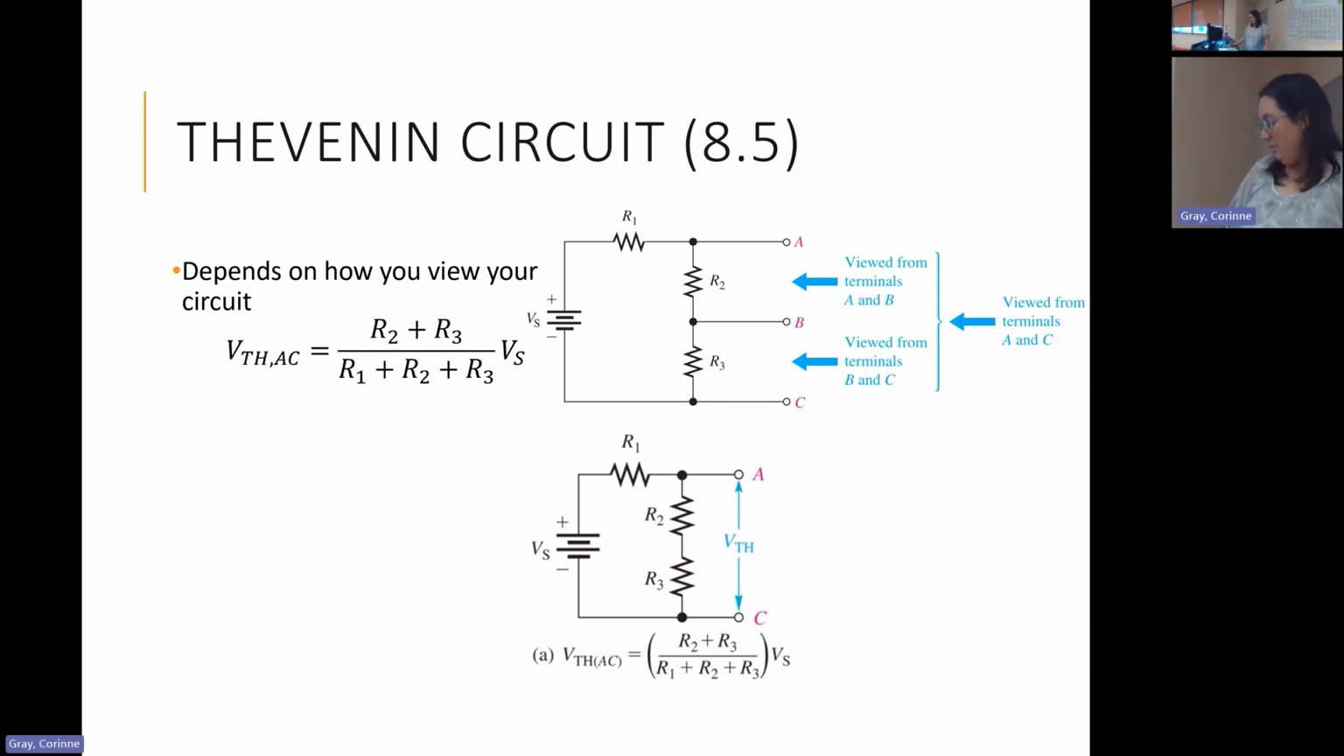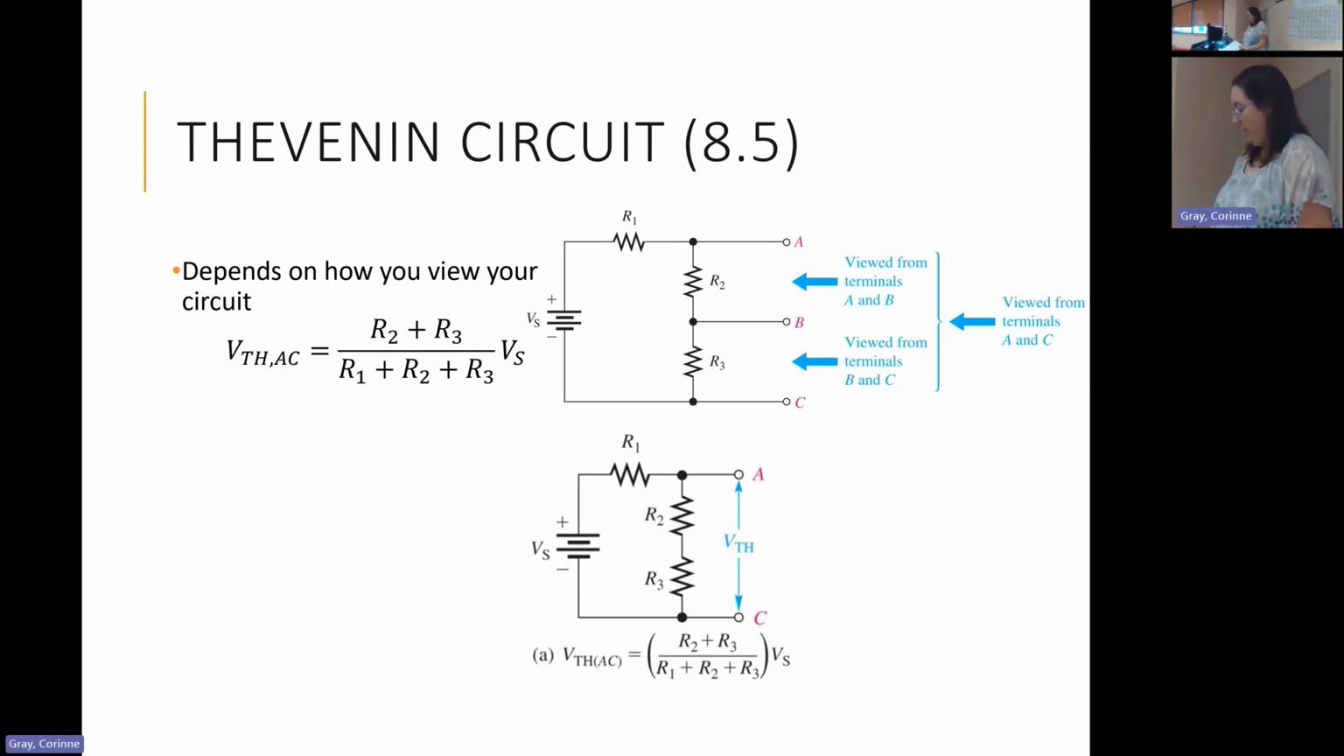Here, this is for looking at it from A to C. So resistor 2 and resistor 3 are my load. Because these two are my load, I care about the voltage drop across resistor 2 and 3, and only resistor 2 and 3. We can calculate that value using a voltage divider.